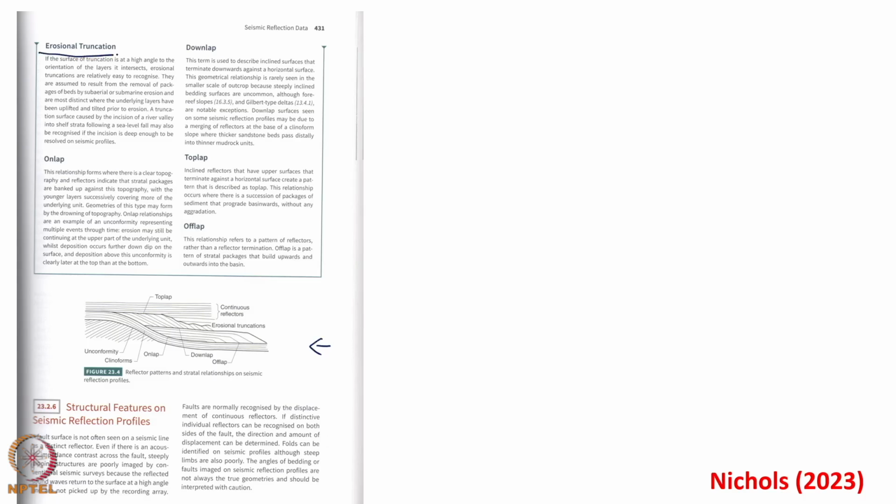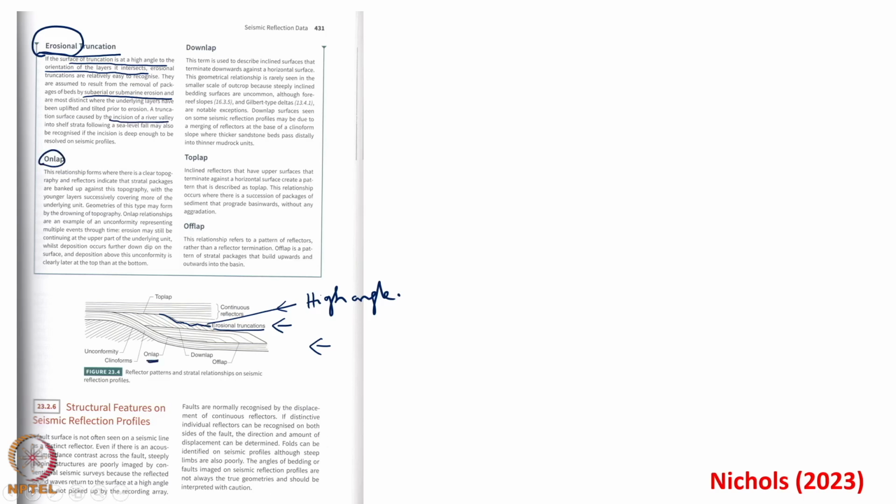Let us look at the erosional truncation. Here is an erosional truncation. Here a surface of truncation is at high angle to the orientation of the layers it intersects. In this portion, this plane is of high angle. What can be the reason for their formation? There can be subaerial or submarine erosion, and that is why this is an erosional surface. There can be another reason for a truncation surface: when the incision of a river valley happens, then such surfaces can be produced.